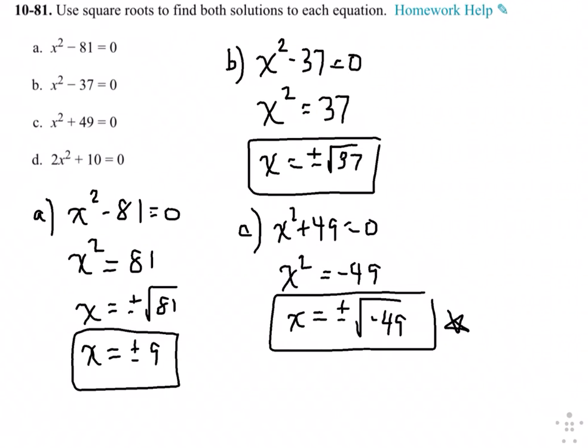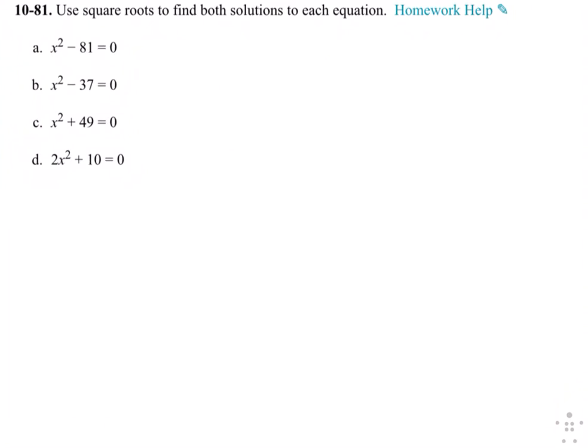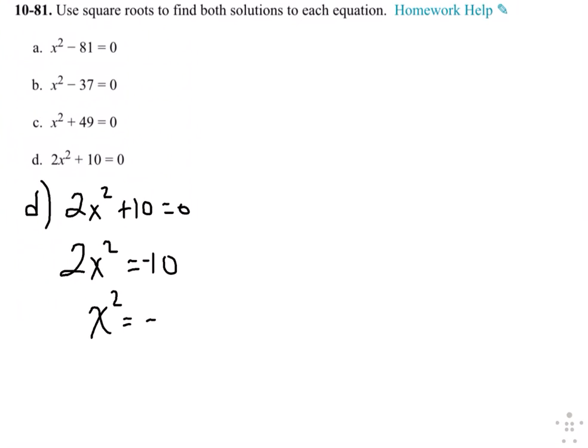Okay, so D, let me make space. D, we have 2x squared plus 10 equals 0. I'm going to subtract 10, right? 2x squared equals negative 10. I'm going to divide by 2. X squared equals negative 5. And take the square root. X equals plus or minus root negative 5.